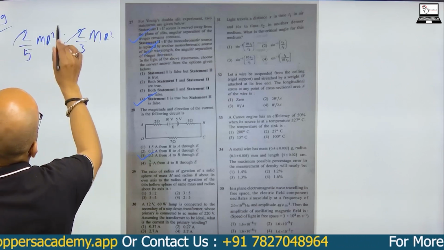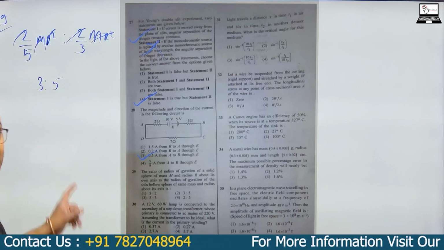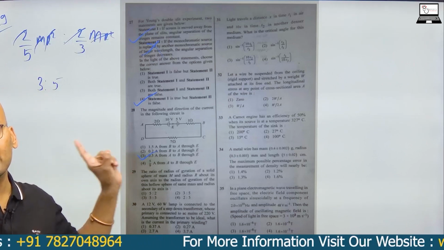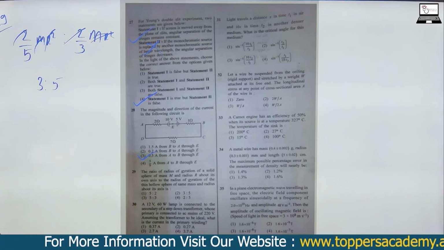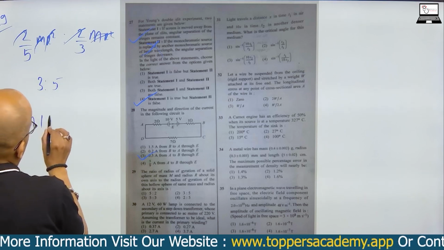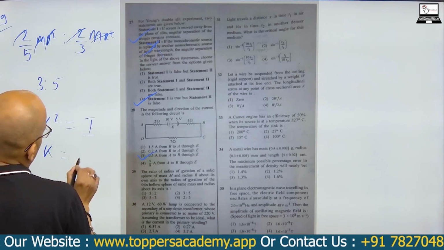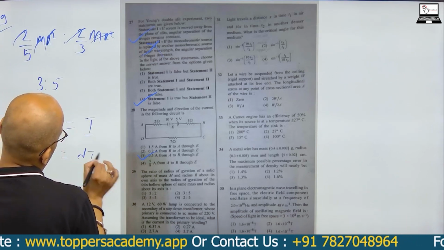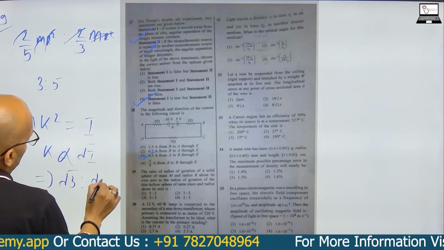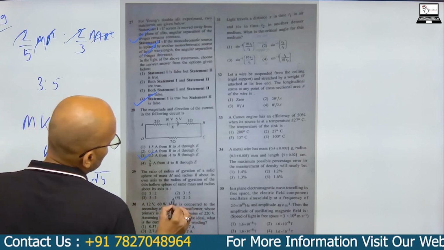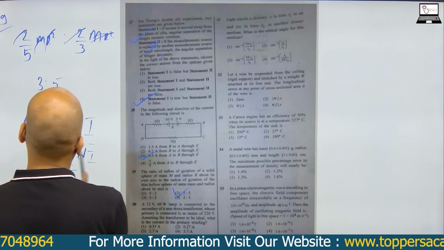2 cancelled, r square, M, all these cancelled. So 3:5. But this is the ratio of moment of inertia. It is not talking about moment of inertia. It is talking about radius of gyration. So Mk square is equal to I. So k will be, M is constant, forget it, k is directly proportional to root I. So the answer will be root 3 upon root 5, but it is not given in the question. So I think this will be a bonus question. Anyway.